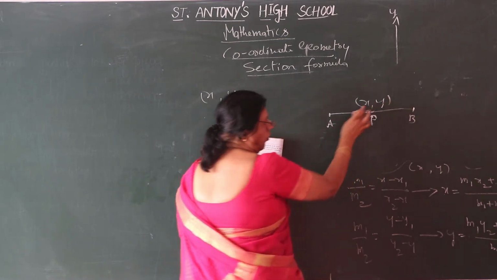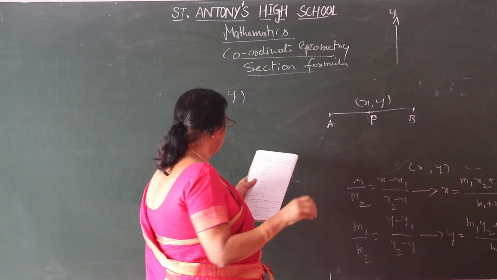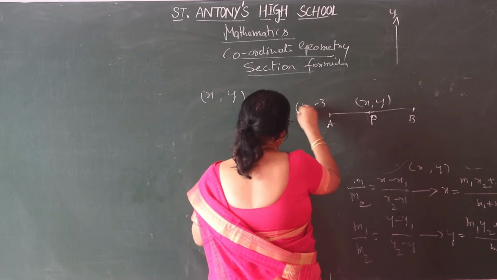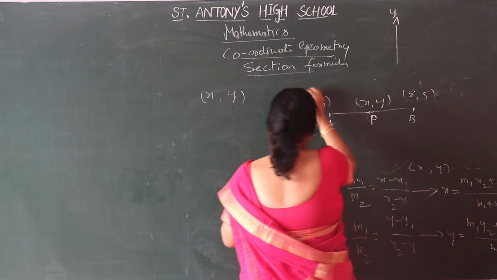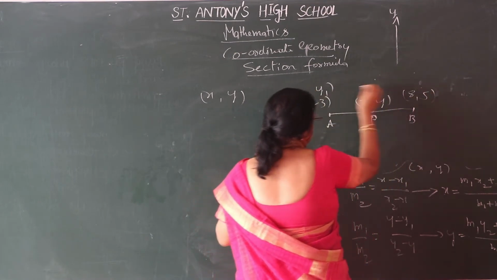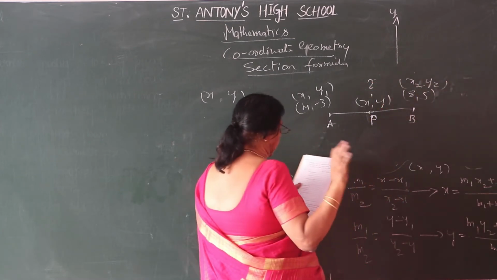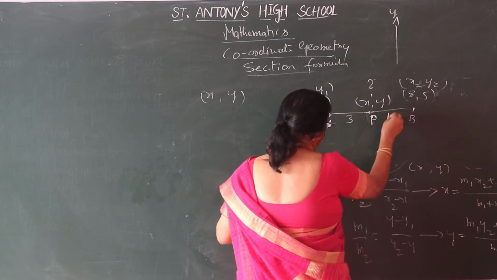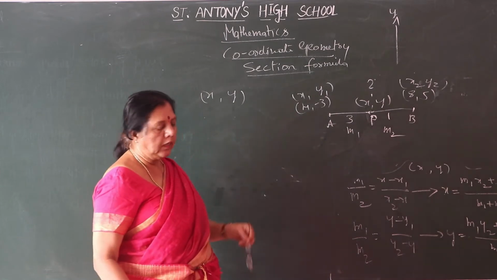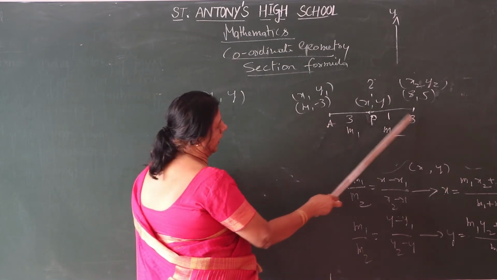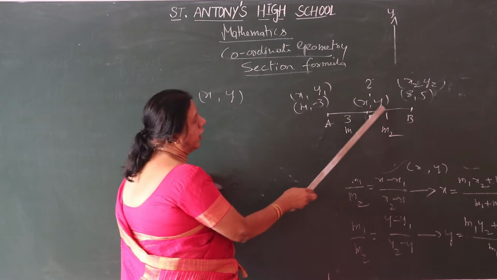We don't know this value. They have given two values. What is that? 4 and minus 3. This is A. Next 8, 5. This is x1, y1. This is x2, y2. We don't know this one, question mark, in the ratio 3 is to 1. This is M1 and M2. You have to mark it like this, children. See here. This is the segment AB. This is the midpoint. X and Y we have to find out.